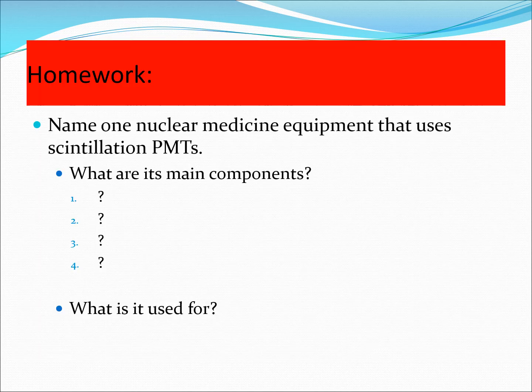So finally, one more last homework for you. Please read through your textbook and try to come up with one nuclear medicine equipment that uses scintillation photomultiplier tubes, and for that particular equipment that you have discovered, try to get its main components and what it is used for. With that, thank you so much.